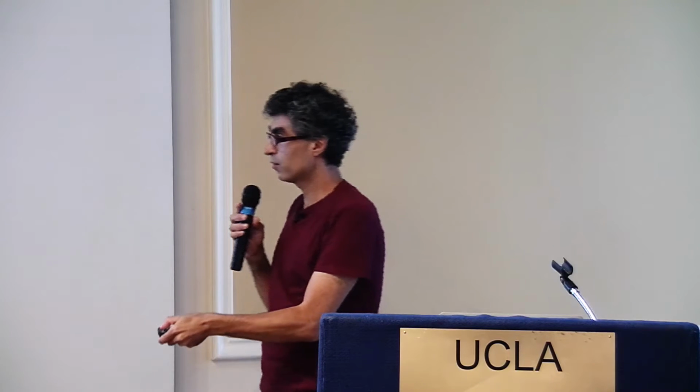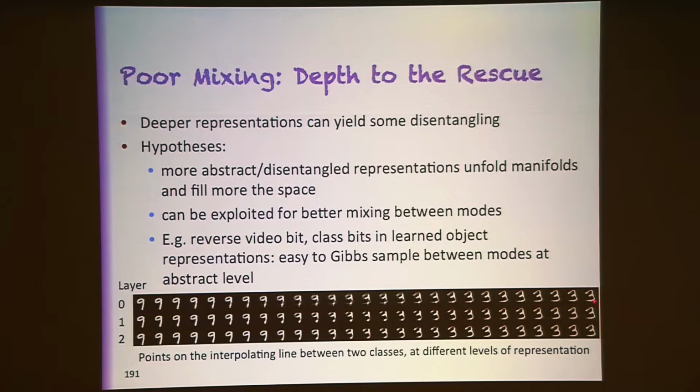The first line is in pixel space. You can see if you linearly interpolate between a 3 and a 9, you have things in the middle that look like the addition of a 3 and a 9. It's a hybrid strange thing, which should have low probability, by the way, according to our models. And that's why if you try to do Gibbs sampling or MCMC in that space, it just doesn't work. Or it's more difficult, rather. I mean, these examples are not that difficult, but it's easy to understand what is going on.